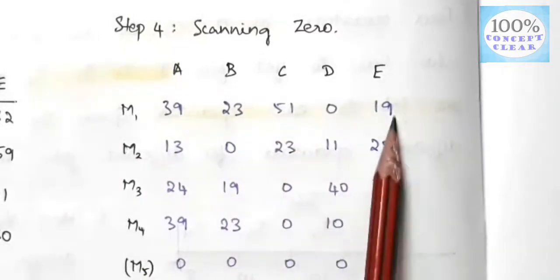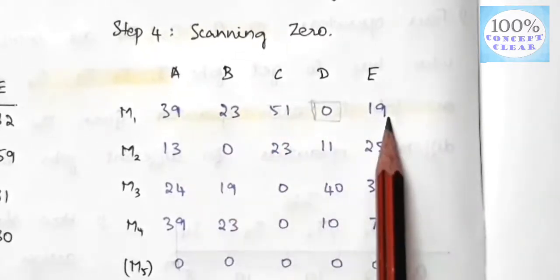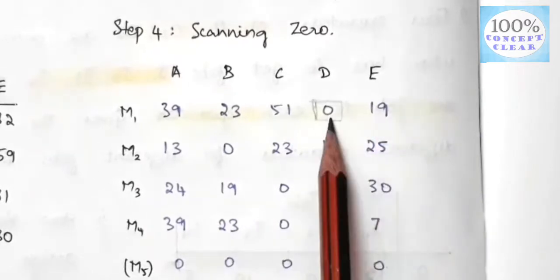So let's do that. Check the first row: 39, 23, 51, 0, 19. Here we have 1 zero, so we can mark that 0. Another rule is if we marked in row wise, we should cancel in column wise. So here we marked this 0 row wise, so we should cancel it column wise.